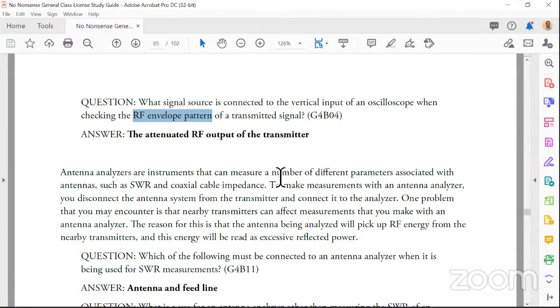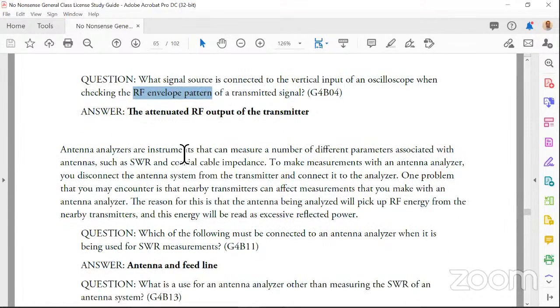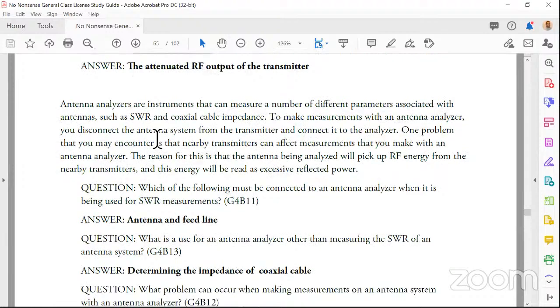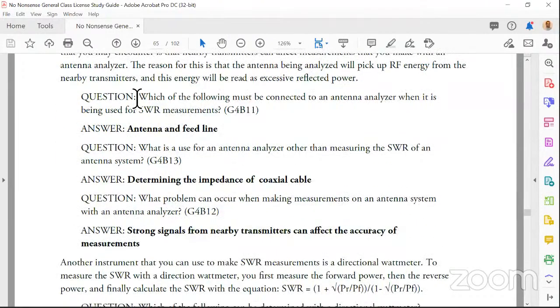You have to put an attenuator or a sampler to just take a small portion of the signal and send it to the oscilloscope so that you don't damage it. So that's the answer, attenuated RF output of the transmitter.